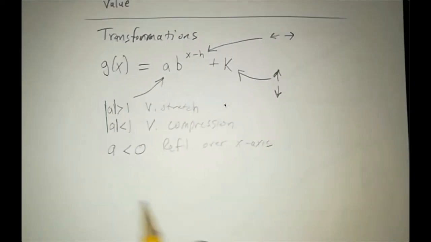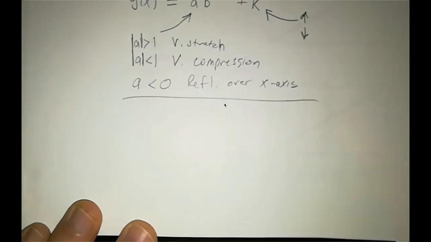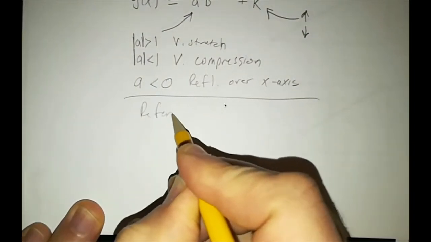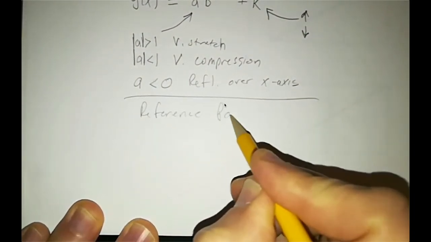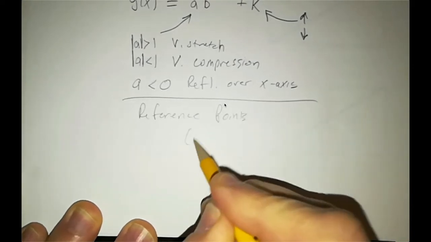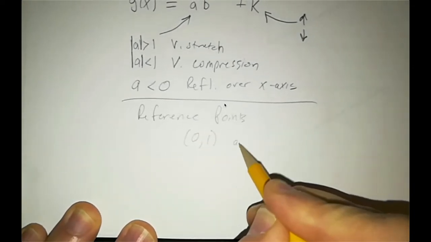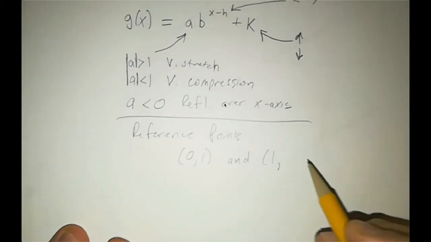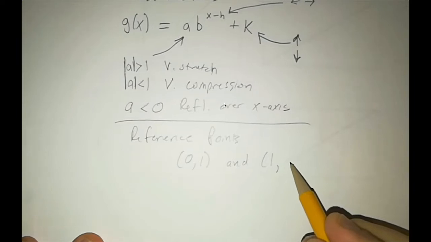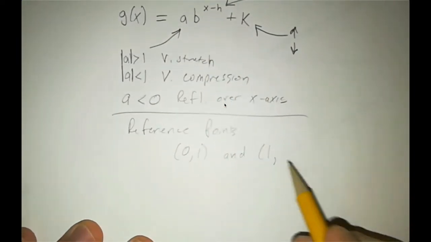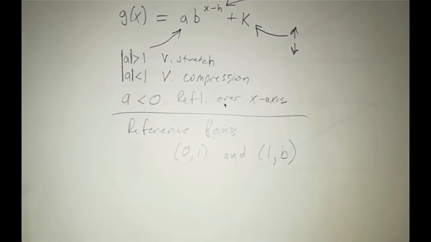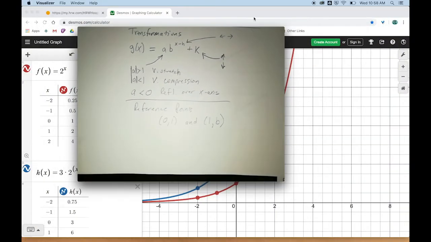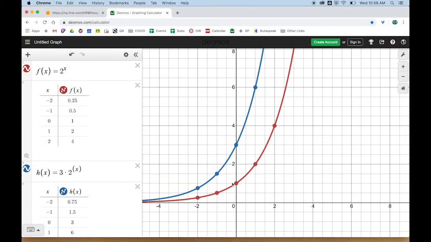So use these reference points. 0, 1, and 1, and then it's always the base, right, is the other reference point. So what letter, what variable do we use for the base? Well, that's b. So 0, 1, and 1, b, okay? And so how you can graph these then is you can just use those two reference points and just basically apply the transformations.